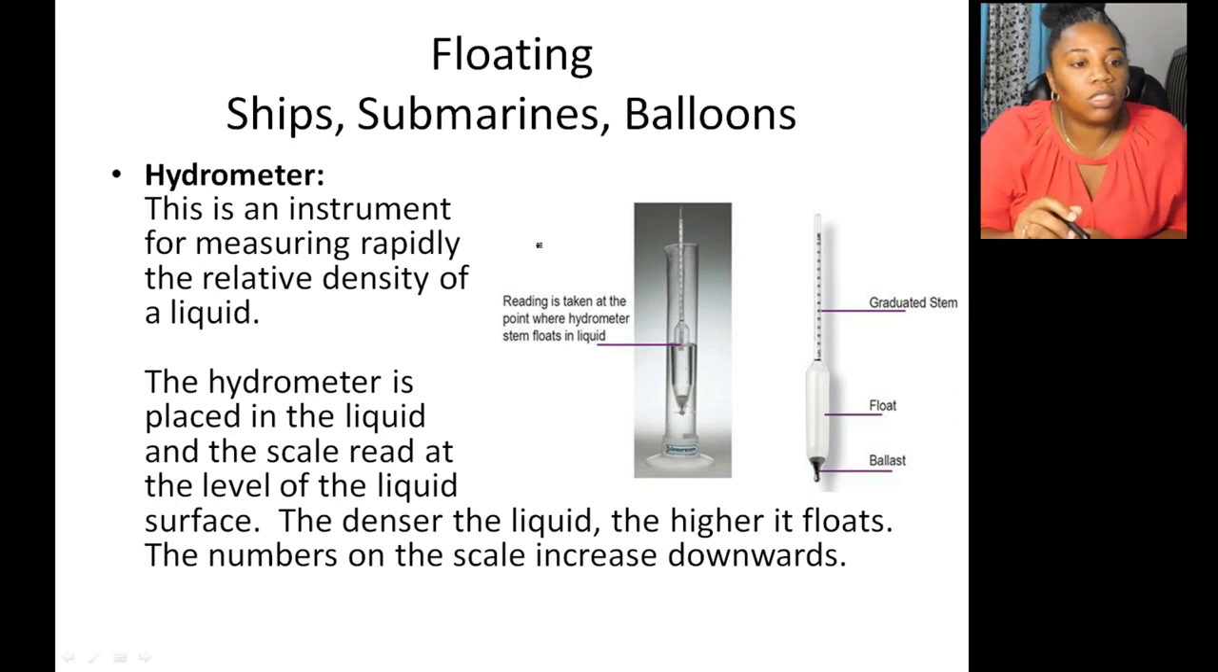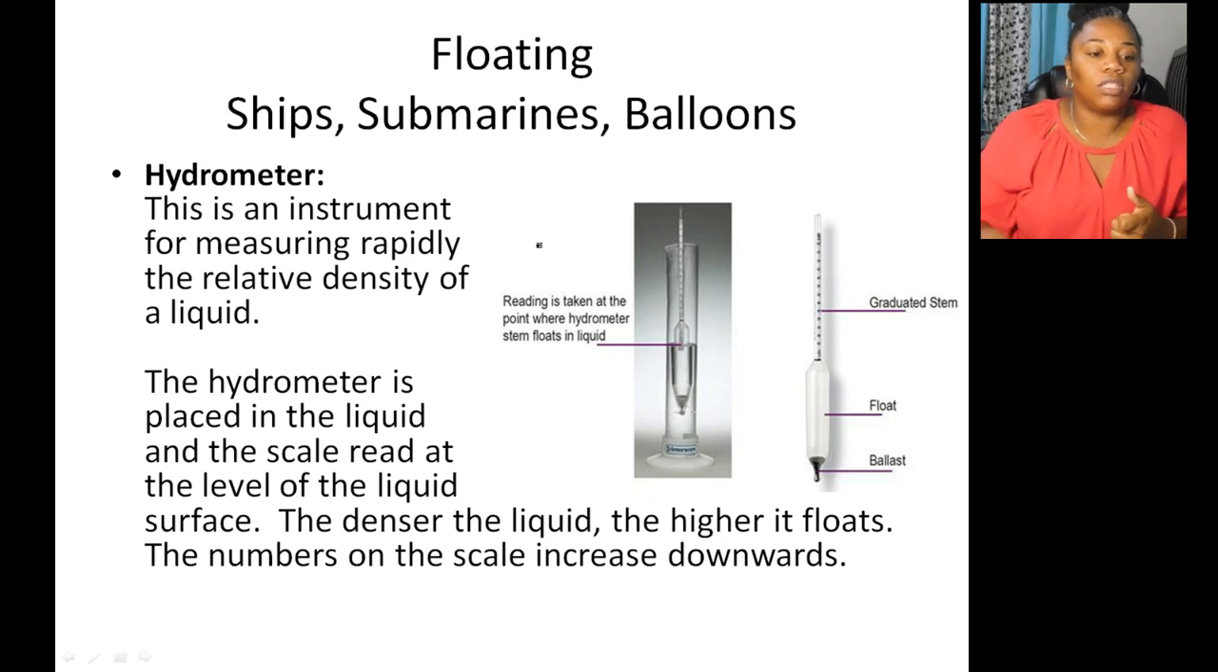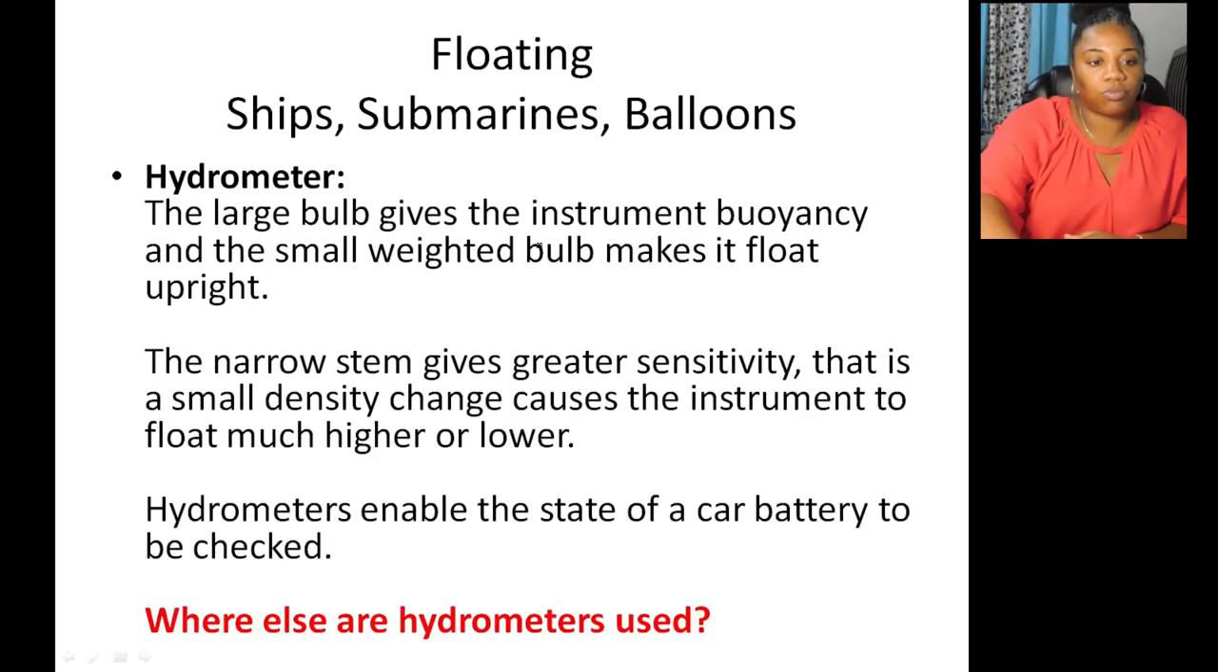So here it says, this is an instrument for measuring rapidly the relative density of a liquid, and the hydrometer is placed in a liquid and the scale read at the level of the liquid surface. The denser the liquid, the higher it floats, the numbers on the scale increase downwards. Right, so the more dense, the more it floats.